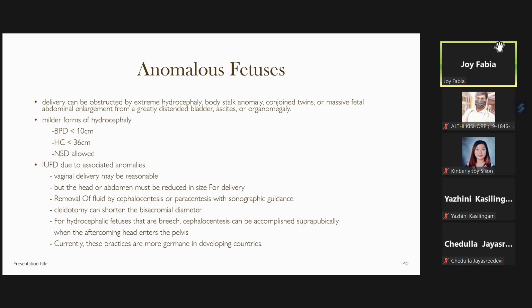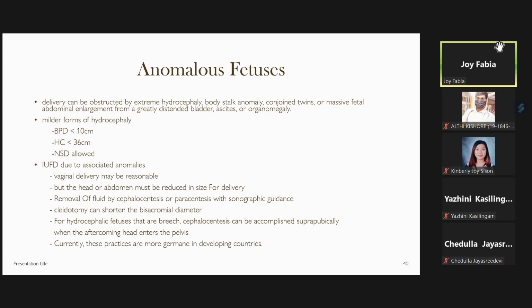And then for hydrocephalic fetuses that are in breech presentation, you can do a cephalocentesis by suprapubic removal of fluid, and then the aftercoming head will enter the pelvis. So these practices are more germane in developing countries.